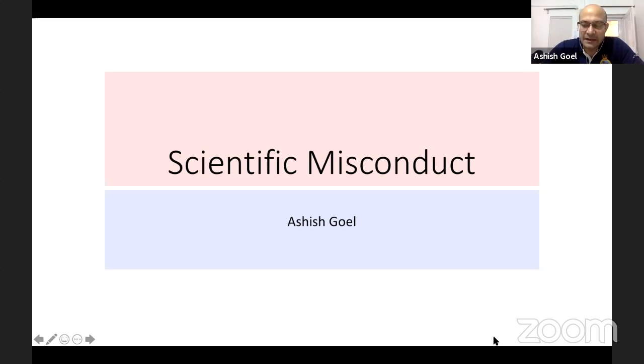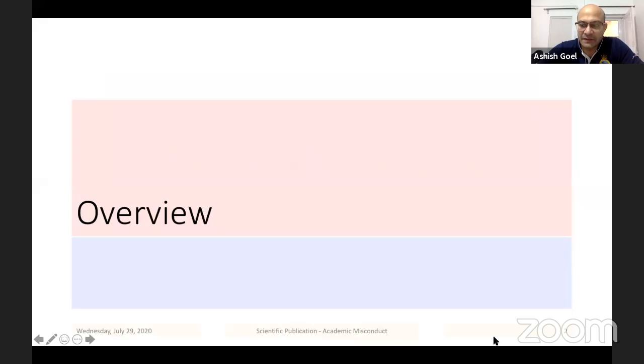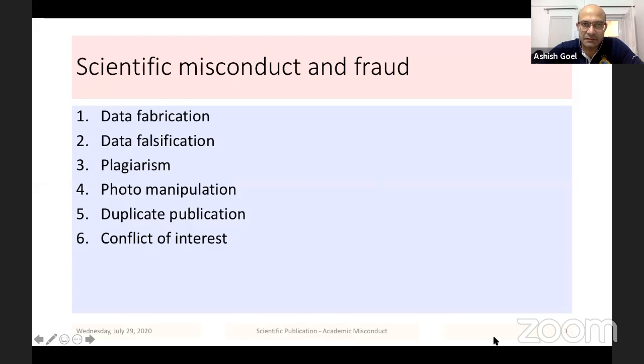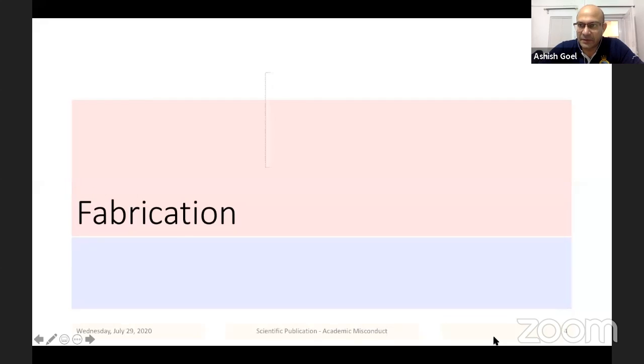Hello, friends. In this session on scientific misconduct, I'm going to talk about a few things: data fabrication, falsification, plagiarism, a bit about photo manipulation, duplicate publications, and conflict of interest. So without further ado, let's dive into fabrication.